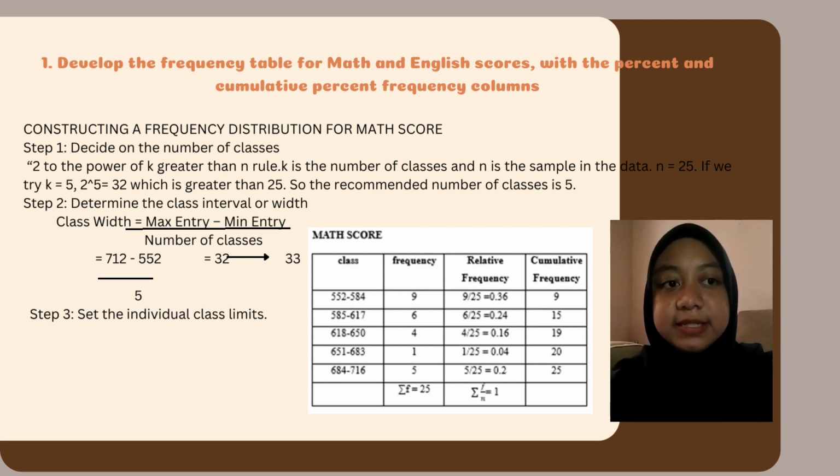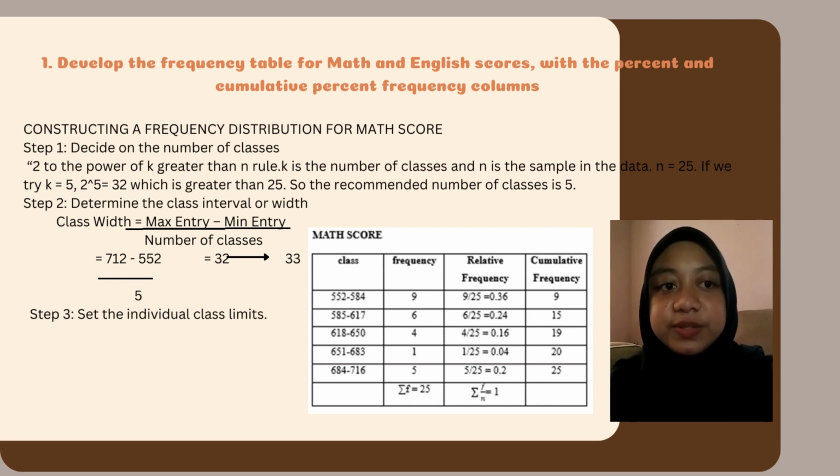To determine the class interval or width, class width equals the max minus the min divided by the number of classes. So 712 minus 552 divided by 5 classes equals 32, but we add 1, so it's 33. We set the individual class limits.